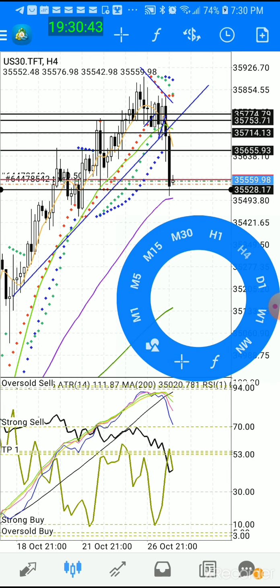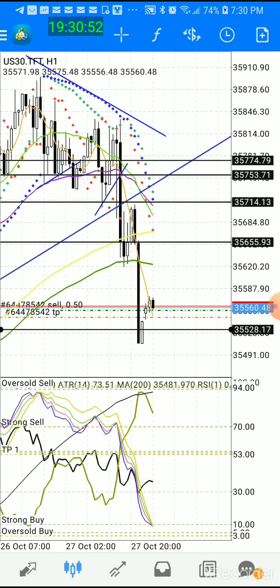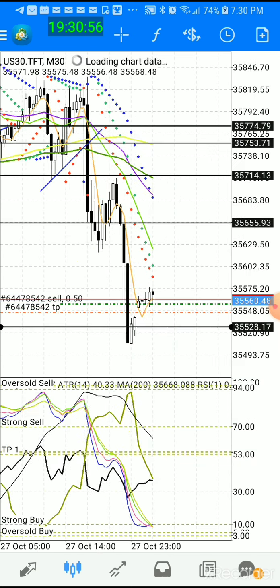But check this out. That little white candle is getting smaller and smaller. What does that tell me? We might be close to getting a profit. Alright, close to getting a profit.